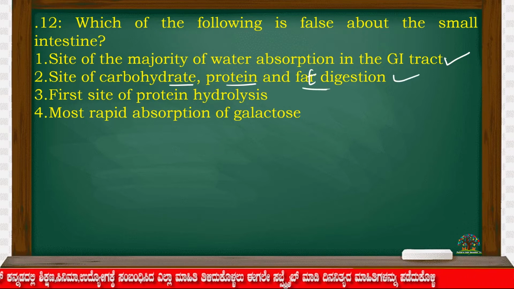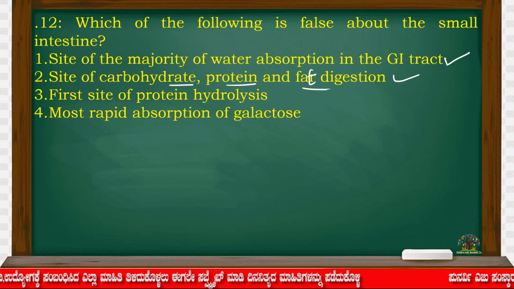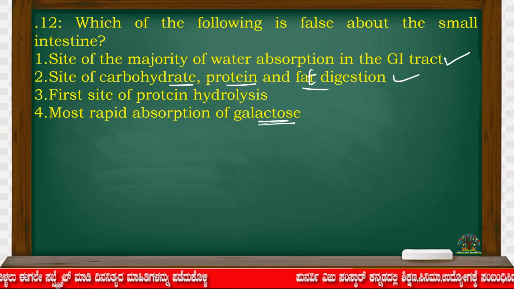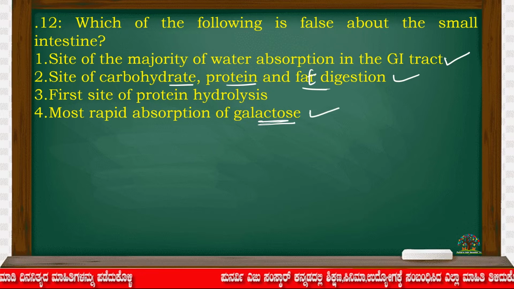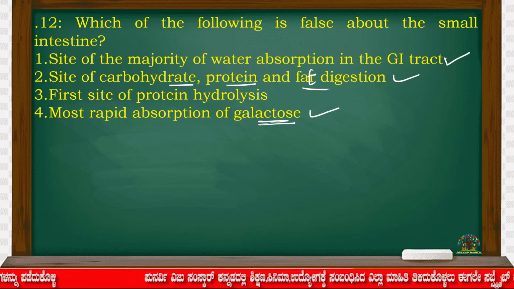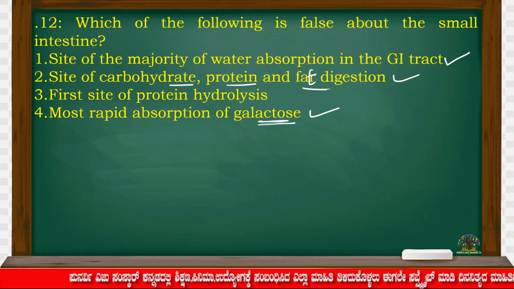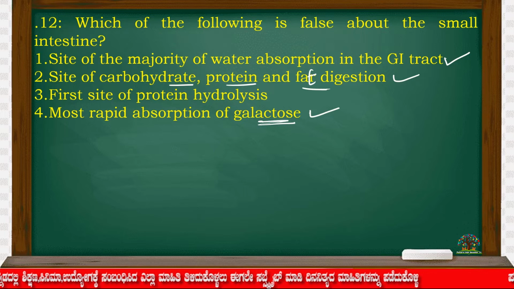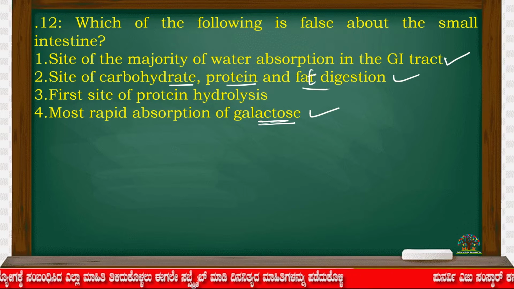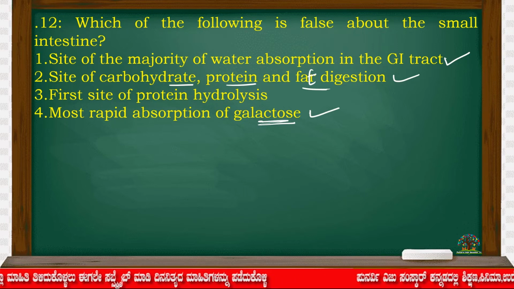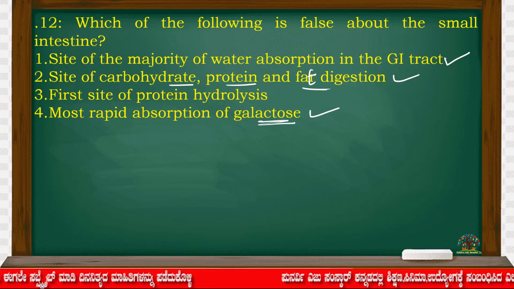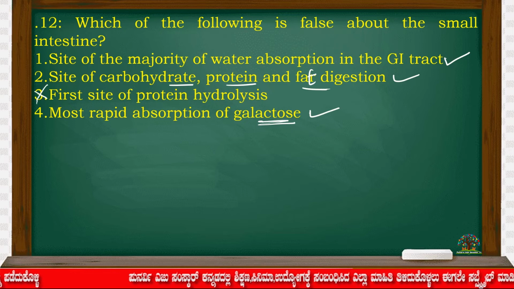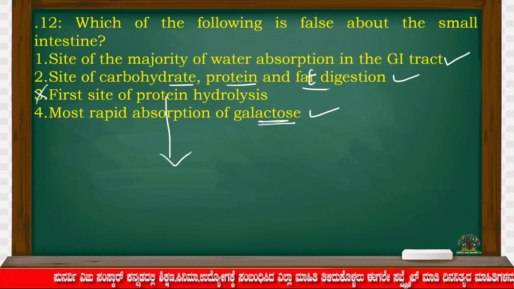And the fourth option, this is the site of most rapid absorption of galactose. Galactose is actively absorbed by the small intestine, which has microvilli lining it, and this is helpful in the absorption of essential components like galactose. Whereas the third option, the first site of protein hydrolysis. The first site of protein hydrolysis is always the stomach.